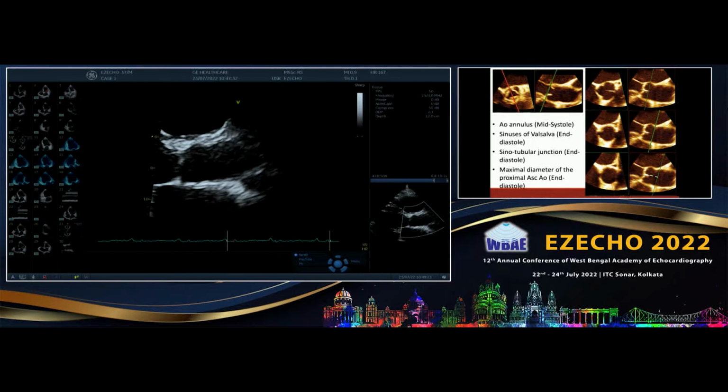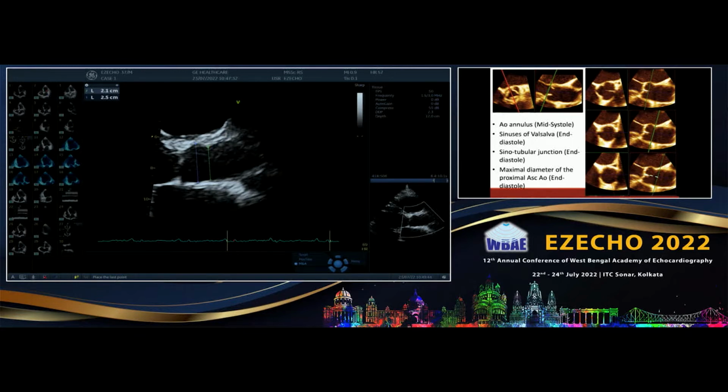So you should be giving annulus, sinus of Valsalva, sinotubular junction, and ascending aorta. Measure all in diastole, except the annulus, which should be mid-systole. And annulus is only inner edge to inner edge. Always remember what we call annulus is anatomically not the true annulus.